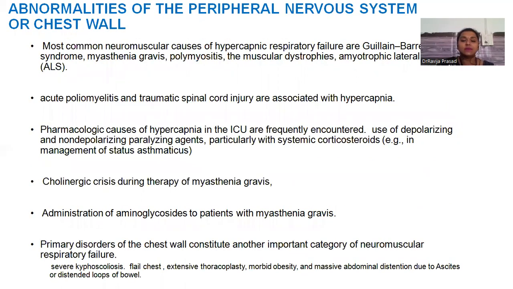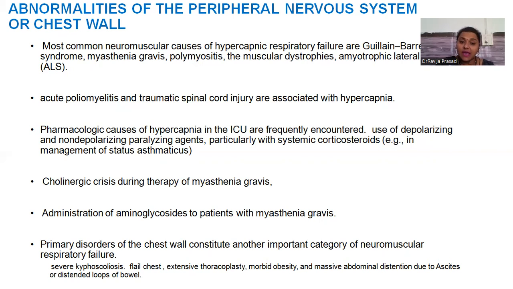Now, the second cause is abnormality seen in the peripheral nervous system or in the chest wall. The most common neuromuscular causes of hypercapnic respiratory failure are Guillain-Barré syndrome, myasthenia gravis, polymyositis, the muscular dystrophies, or ALS. Other causes could be acute poliomyelitis and traumatic spinal cord injury, which are associated with hypercapnia.